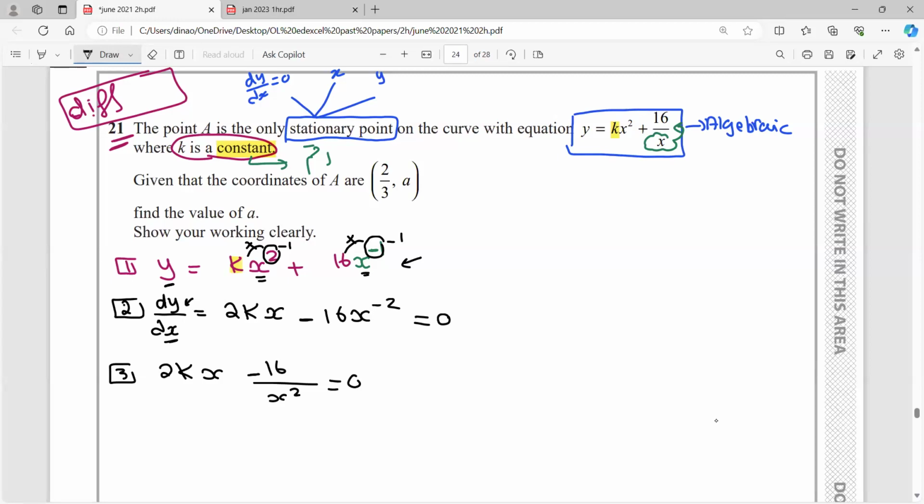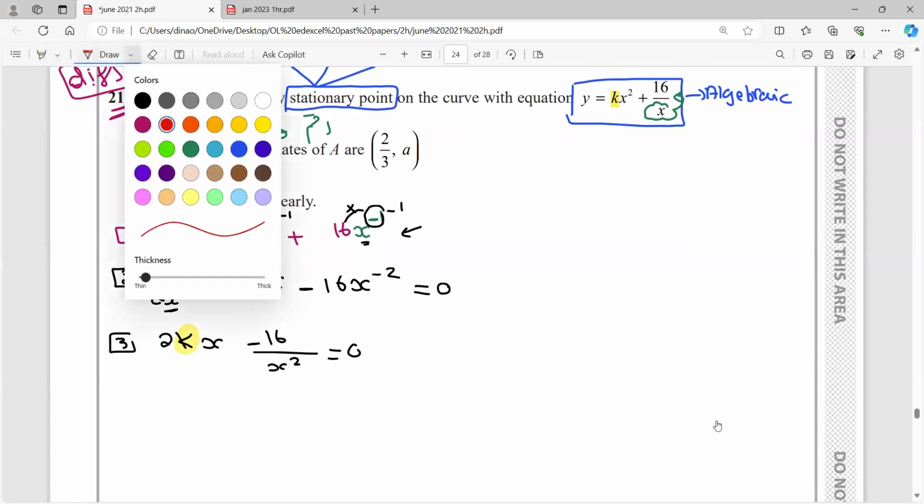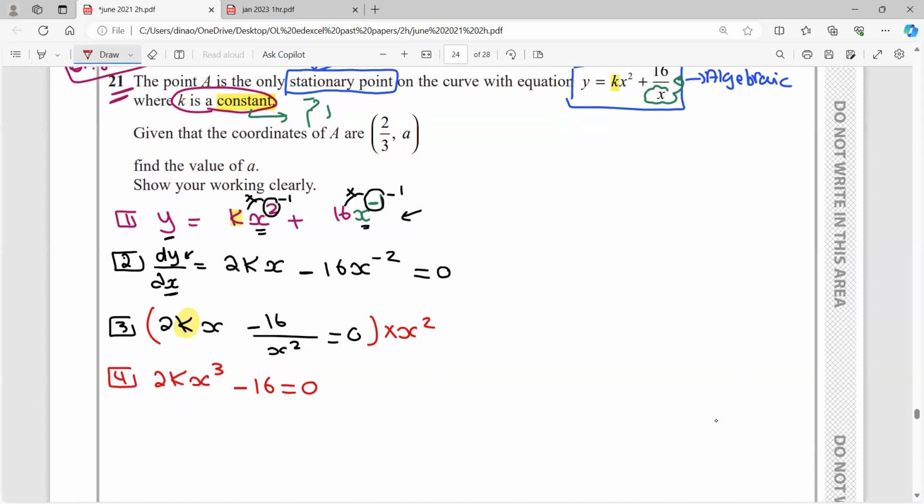The problem is that something came out in the middle here, which is the k. So I will not be immediately able to find the value of x. Let's see how we deal with it. As we know, what doesn't suit you, multiply it. So I can multiply this equation by x squared just to reach the simplest form. This will be 2k x power 3 minus 16 equals 0. Again, as I tell you guys, the method of solving did not change. And now I can simplify even more.